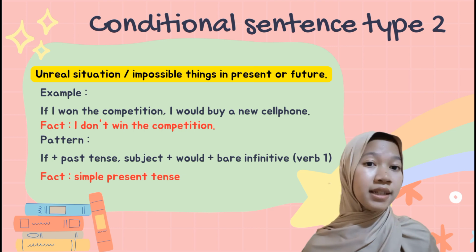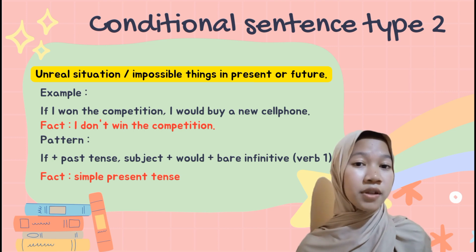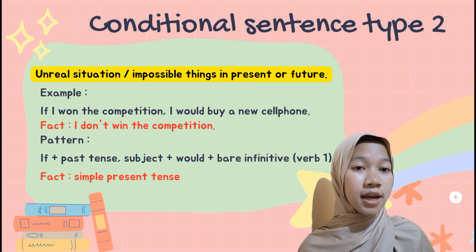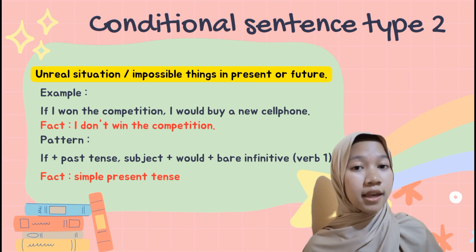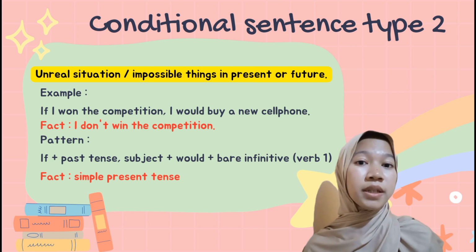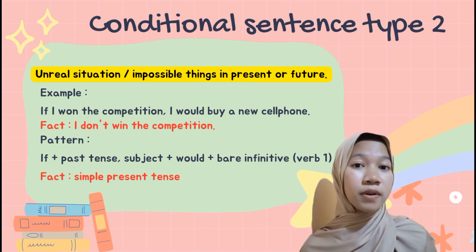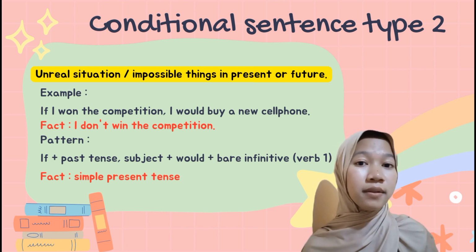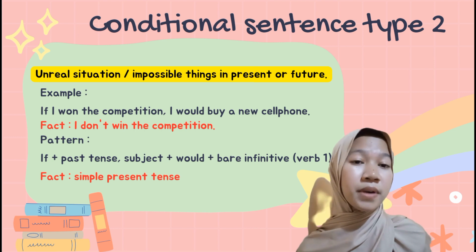From this sentence, we can see the structure of conditional sentence type 2. The pattern is if plus past tense, subject plus would plus bare infinitive or verb 1. And then the fact uses simple present tense.